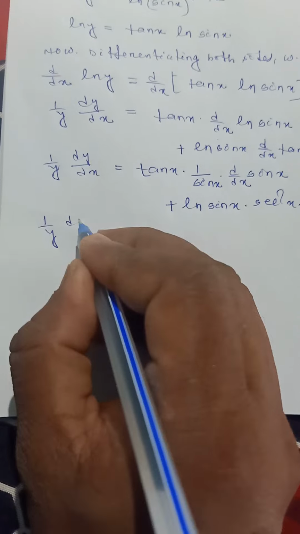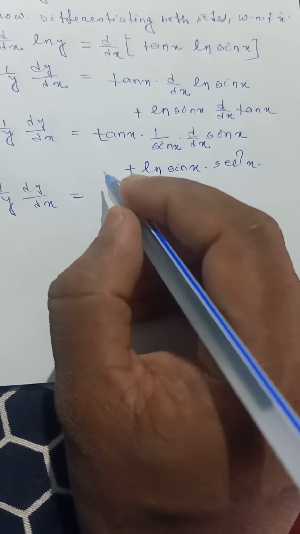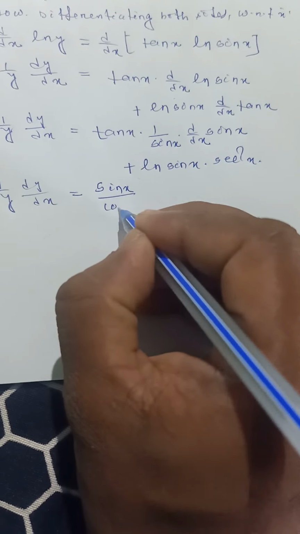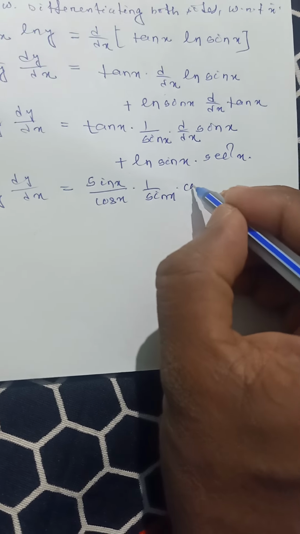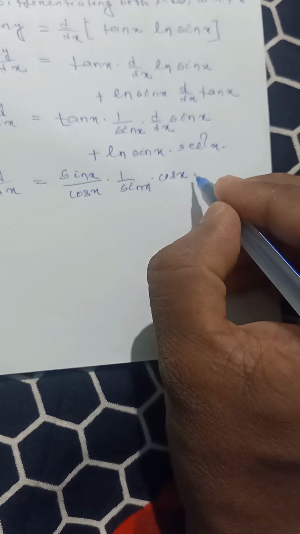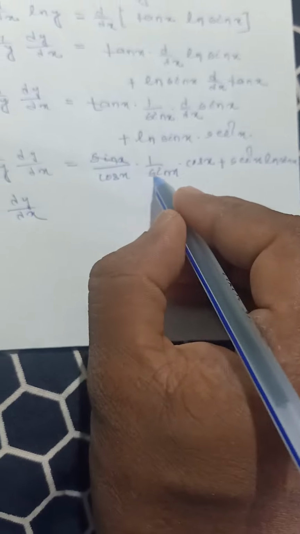Okay, 1 by y dy by dx equal to, so tan x also written as sin x by cos x, into 1 by sin x, derivative of sin x is cos x. Okay, cos x plus sec square x into ln sin x.